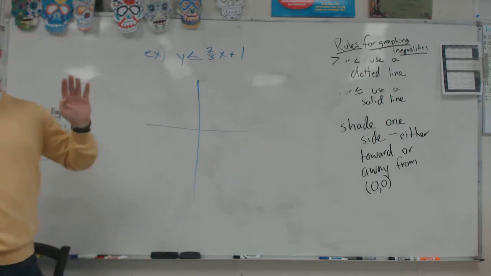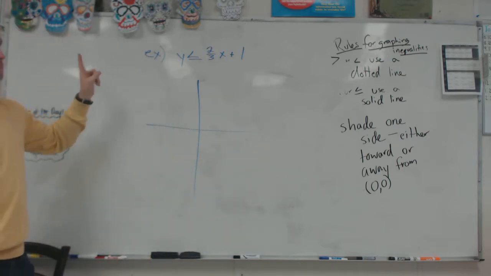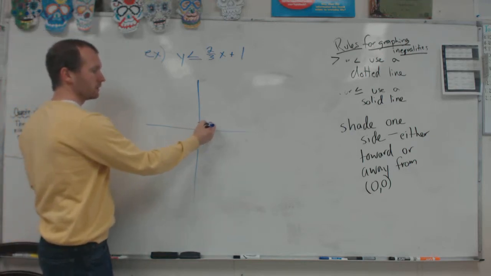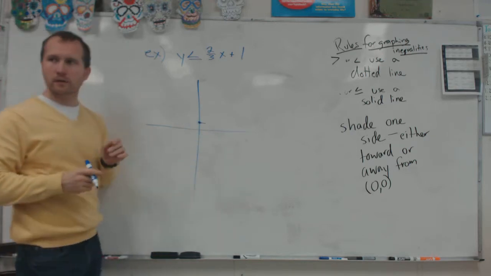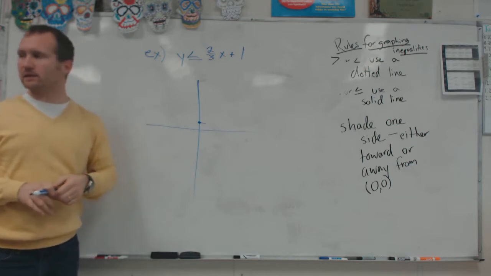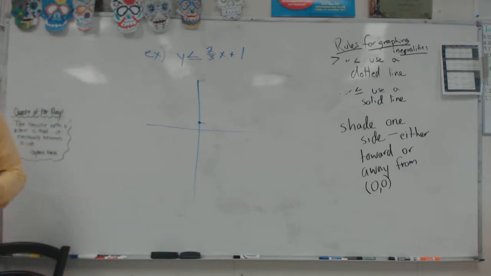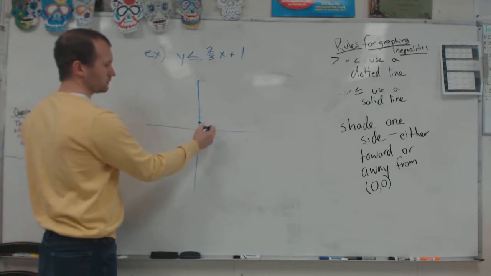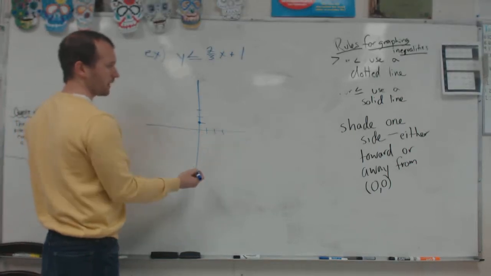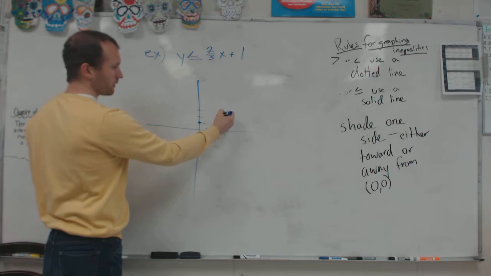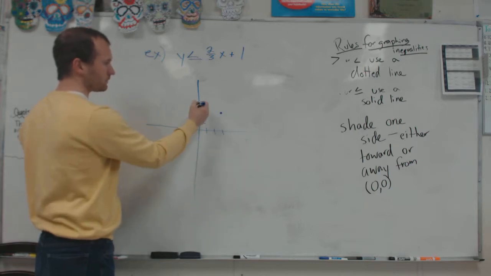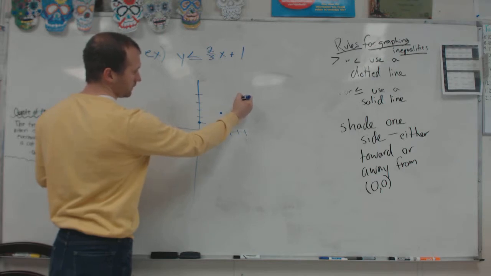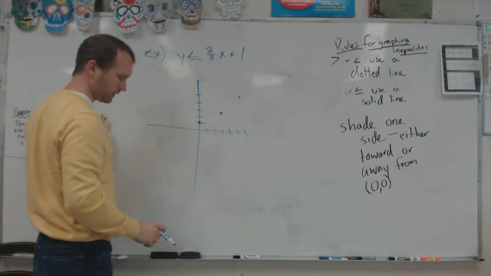Alright, how do we start? Start with the 1. We go up 1, make it up. Where's our next point on this line? Up 2 and then over 3. Up 2 over 3, we make another point. Let's do that again. And our point is about there.